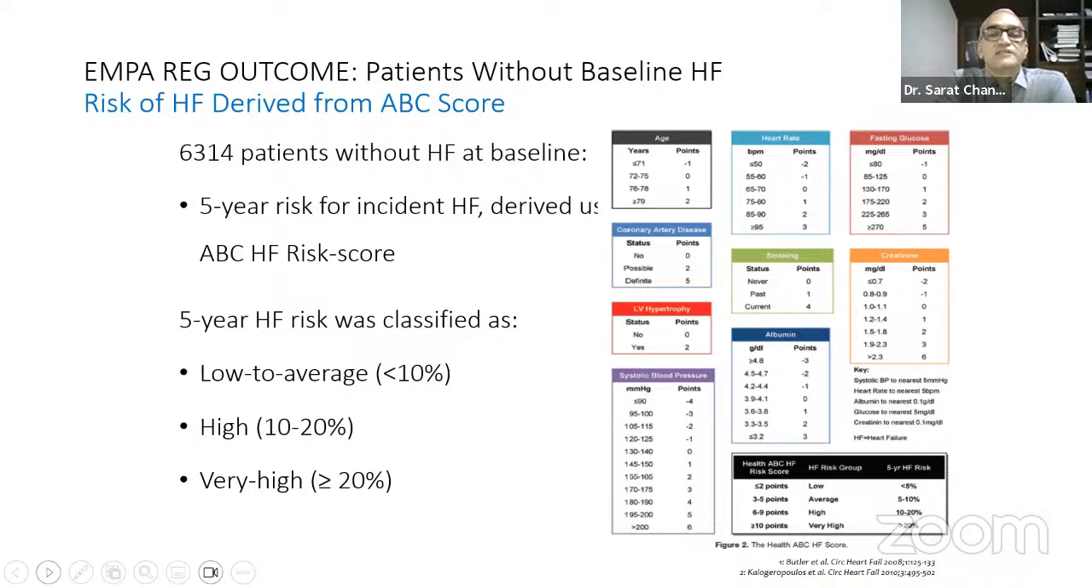This is the data that was taken out from EMPA-REG, showing that a small number of patients out of the total patients had heart failure at the baseline. Actually, it is an exclusion criterion, not to include patients with heart failure. But even then, a certain number of patients creep into many of these trials. But here you can see that among patients who are prone to heart failure, not having heart failure at baseline, even they have benefited significantly from reduced chances of heart failure.